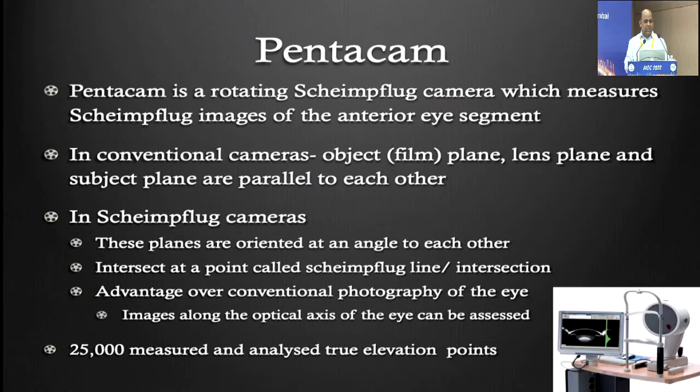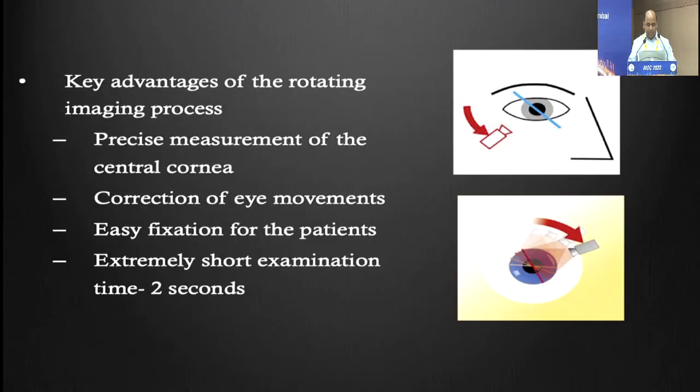So coming to the gold standard of corneal topography nowadays, that is Pentacam. Pentacam is a rotating Scheimpflug camera which measures Scheimpflug images of the entire eye segment. In conventional cameras, the film plane, lens plane, and subject plane are all parallel to each other. Whereas in Scheimpflug cameras, these planes are oriented at an angle to each other, and they intersect at a point called the Scheimpflug line or intersection. The advantage of this system over conventional photography of the eye is that images along the optical axis of the eye can be assessed. It measures 25,000 data points, shifted from 9,600 to 25,000 in Pentacam.